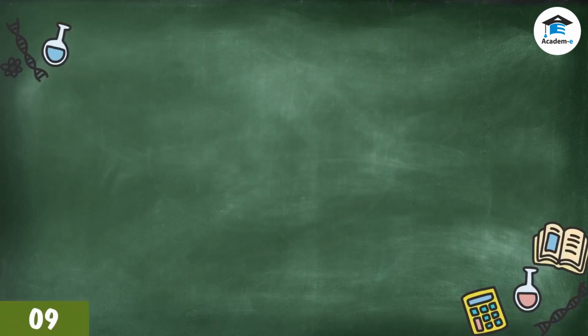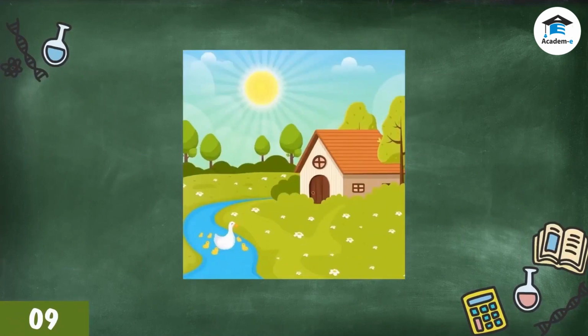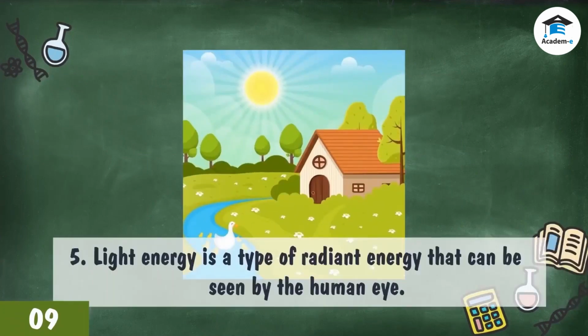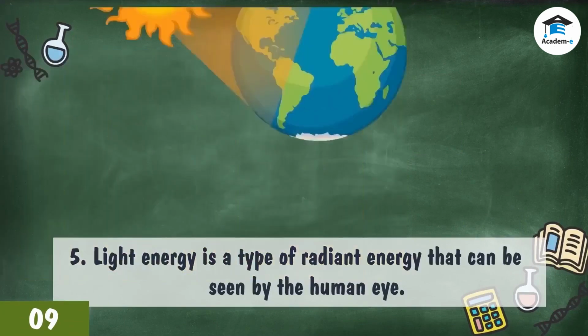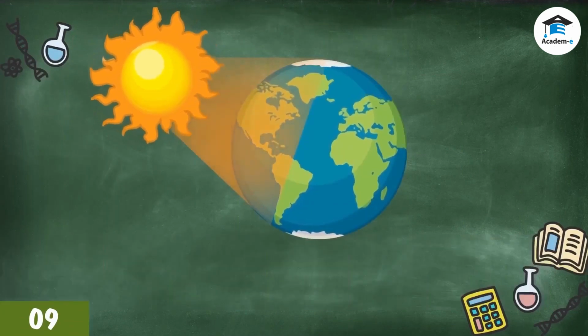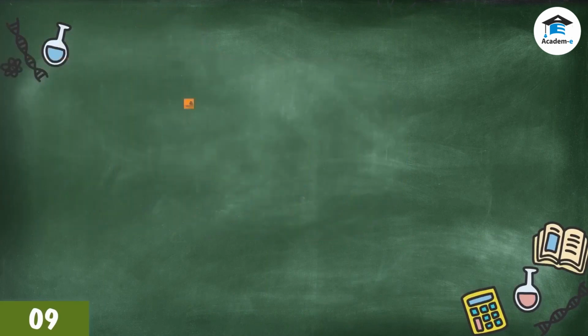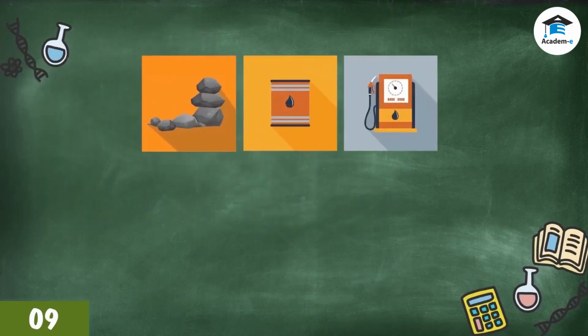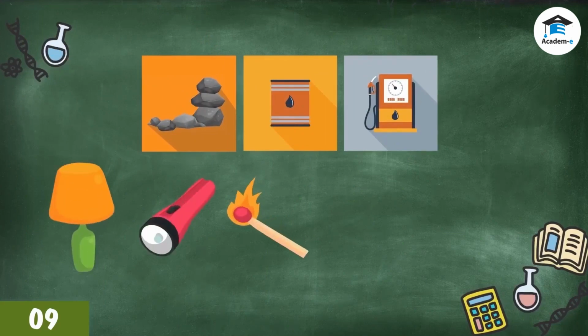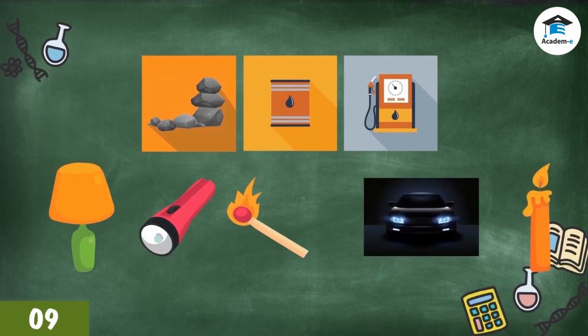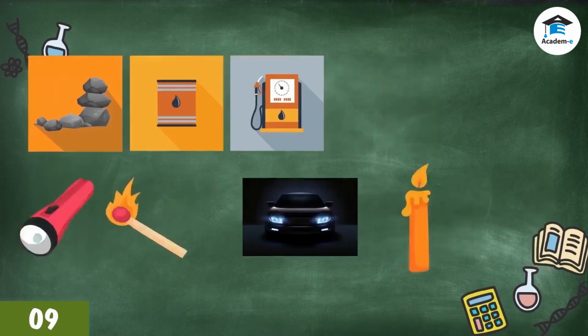The fifth form of energy is the light energy, which is a type of radiant energy that can be seen by the human eye. The Sun is the closest star to planet Earth and radiates light energy. Burning fuels such as coal, oil, and gas, as well as the glowing filament of an electrical lamp, flashlights, matches, headlights of cars, and candles are also sources of light.